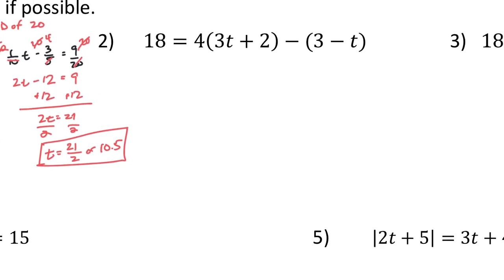Number 2, we just have a basic equation, but we have some distributive property. And so right here we have to do a little distributive property. Here we're also going to have to use distributive property because we have this negative out in front of the parentheses.